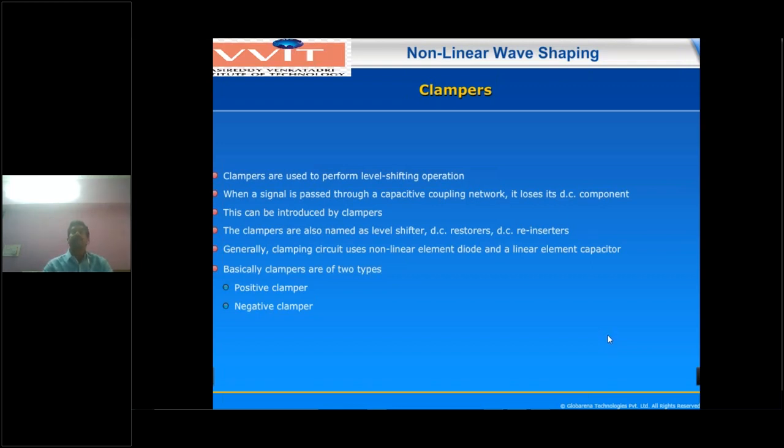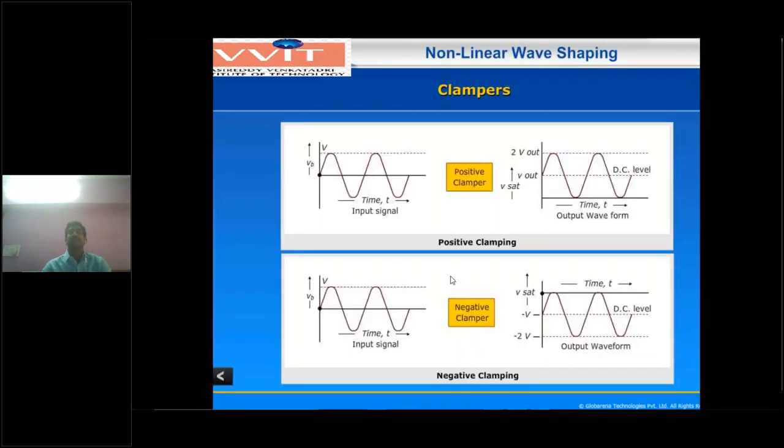Any signal will be a combination of AC and DC signal that will be passing to any capacitor coupling circuit. Then the capacitor blocks the DC voltage. Now, the addition of that DC voltage is done by using these clamping circuits. Now how will the DC voltage be added, or inserted? There will again be two types: one is the positive clamper circuit, the second one is the negative clamper circuit.